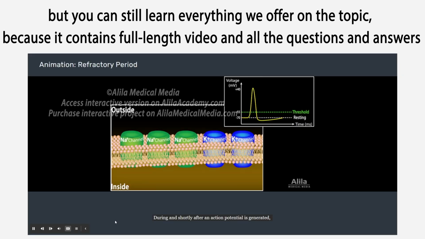During and shortly after an action potential is generated, it is impossible or very difficult to stimulate that part of the membrane to fire again. This is known as the refractory period, which consists of absolute refractory and relative refractory. The absolute refractory period lasts from the start of an action potential to the point the voltage first returns to the resting membrane value.